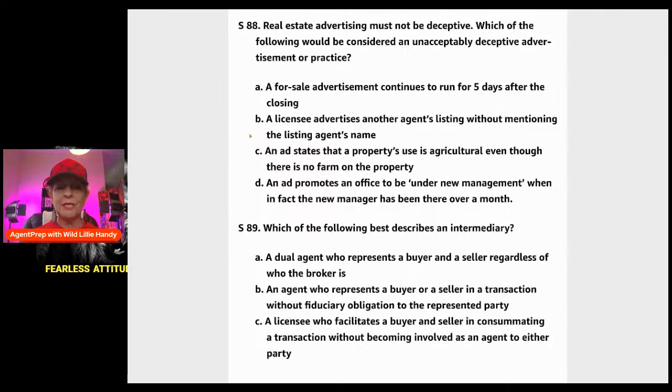A licensee advertises another agent's listing without mentioning the listing agent's name. Typically, if you see on Zillow, Trulia, or another website, it says listing by so-and-so, and it'll automatically show it like on the MLS. So if we advertise something and do not give credit to whoever the listing belongs to, that is unacceptable.